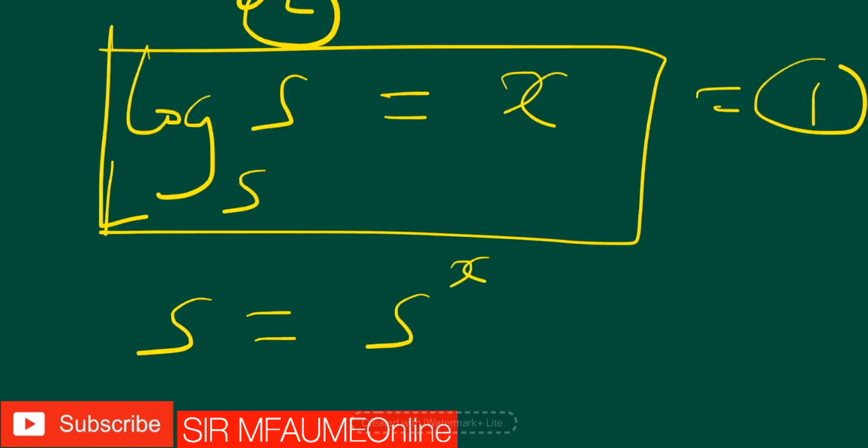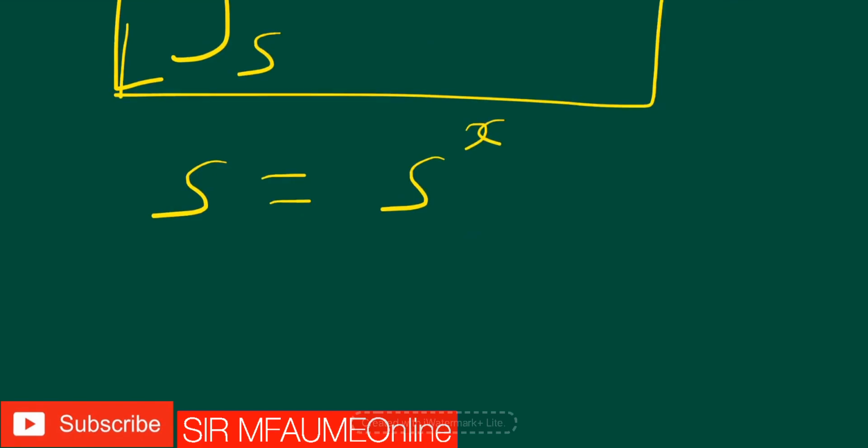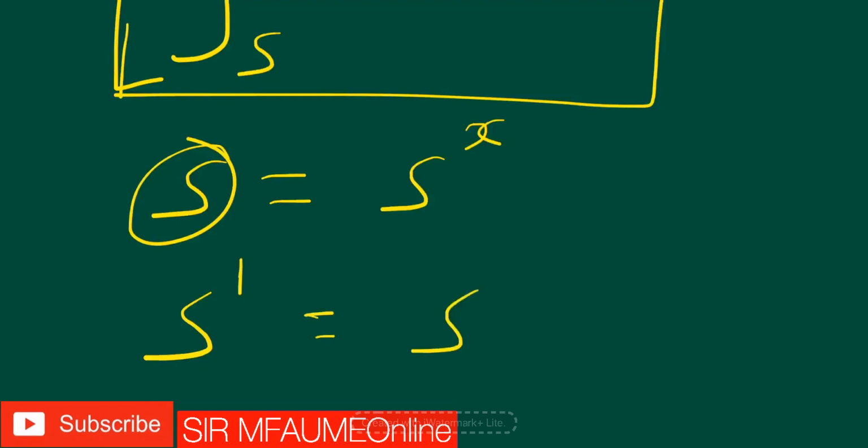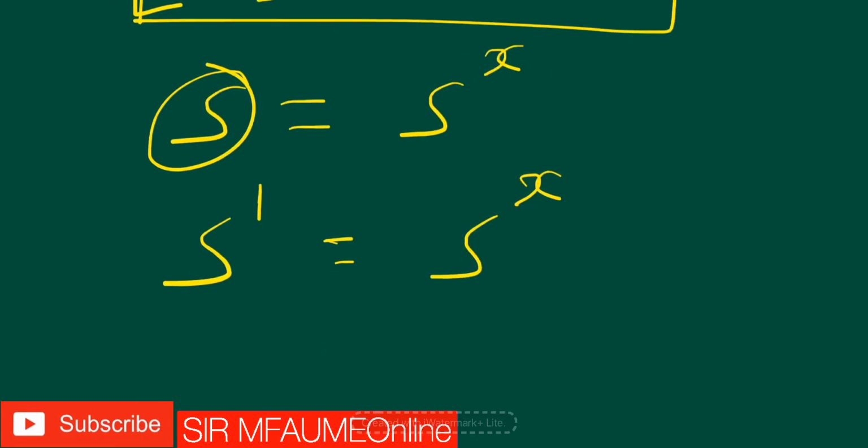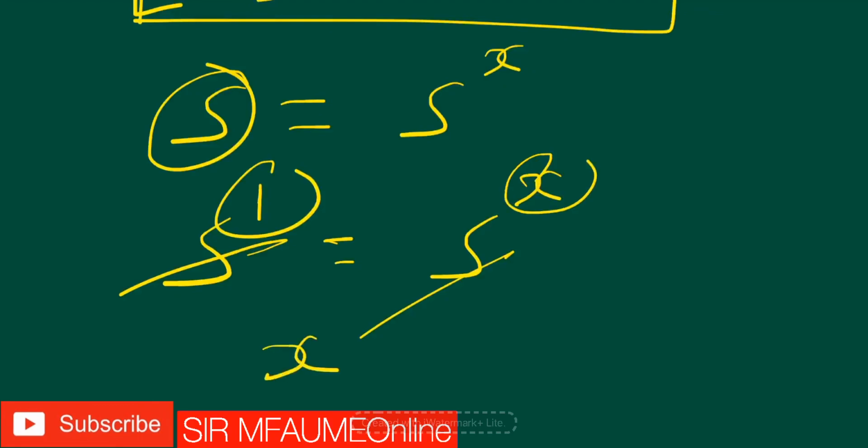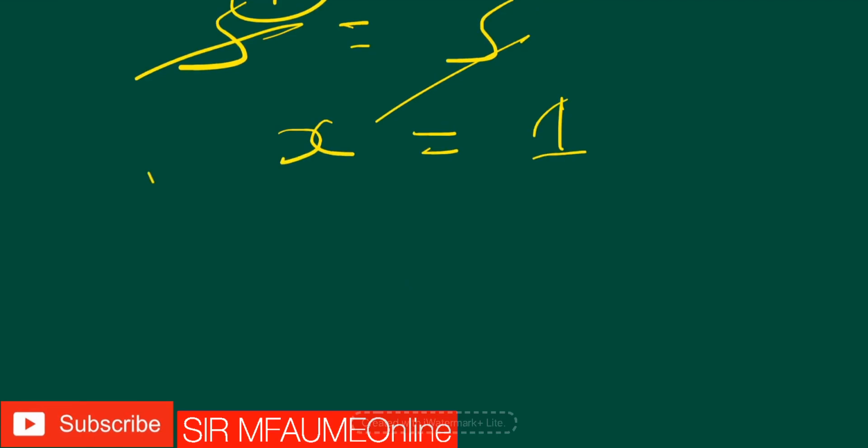Then, this 5 doesn't have any exponent, which means its exponent equals 1. Then 5 exponent 1 equals 5 exponent x. As usual, if you have the same base, you must have the same exponent. So x will be equal to 1. Therefore, log 5 base 5 equals 1.